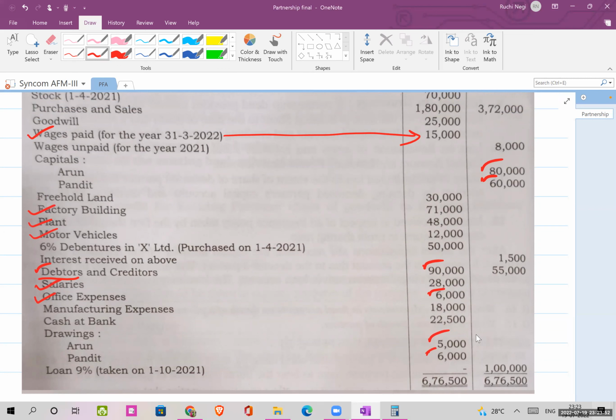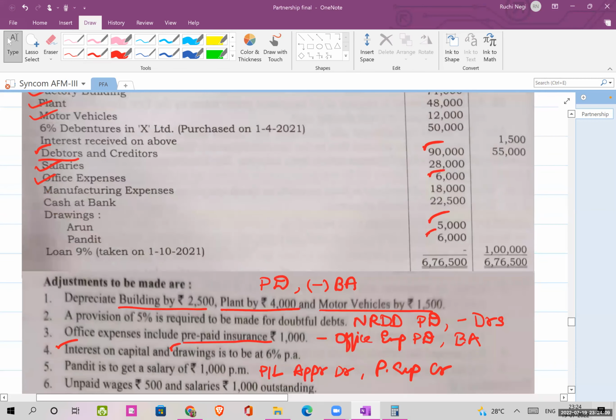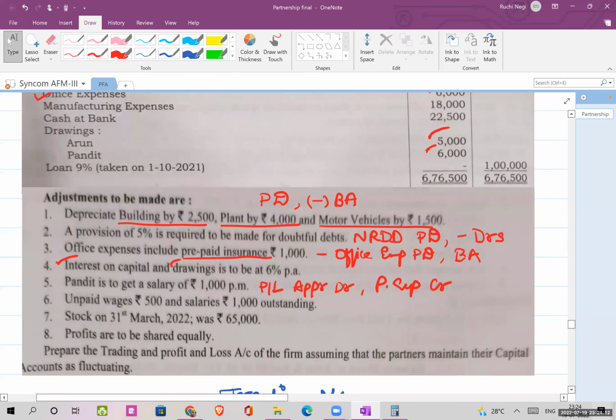And this wages unpaid in the trial balance is on the credit side. So it will have only one effect: balance sheet liability. Wages paid during the year is 15,000, and this adjustment of 500 rupees of unpaid wages will be added there. Okay, so this 500 rupees will also have two effects. It will be added to wages, trading debit side, and the second effect will be balance sheet liability.